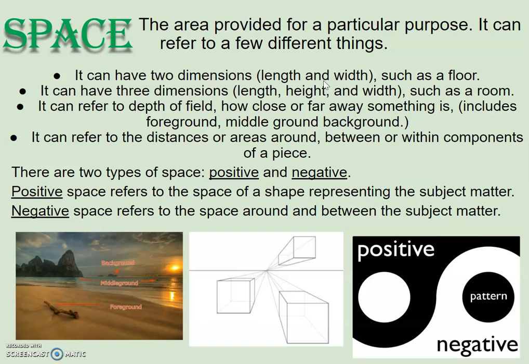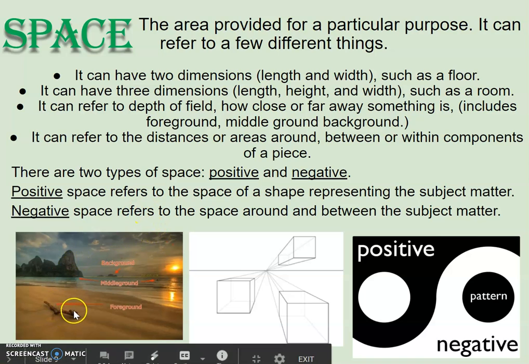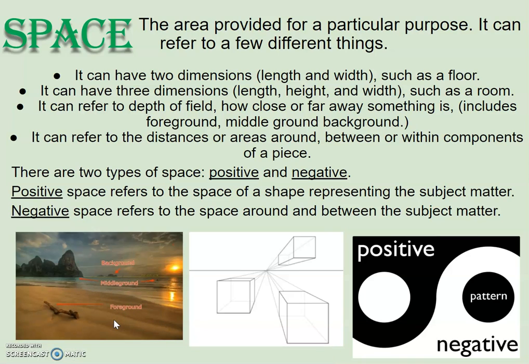It can refer to depth of field, or how close or how far away something is from the viewer. This includes foreground, middle ground, and background. And this is dealing with these 2 images right here. Let's first start with the image of the beach. We have the driftwood here in the foreground, we have the sand in the foreground, and we have the shoreline in the foreground. The foreground is usually lower on the page and is also the items or the space that is closest to the viewer.